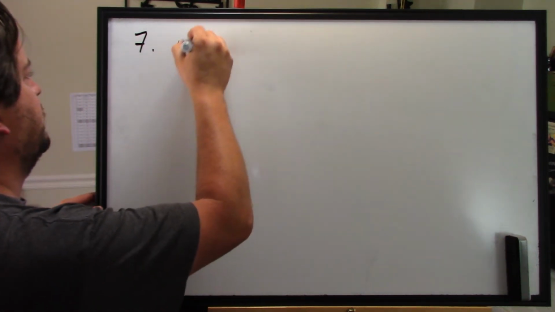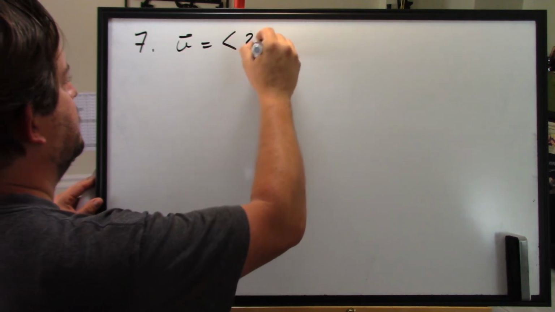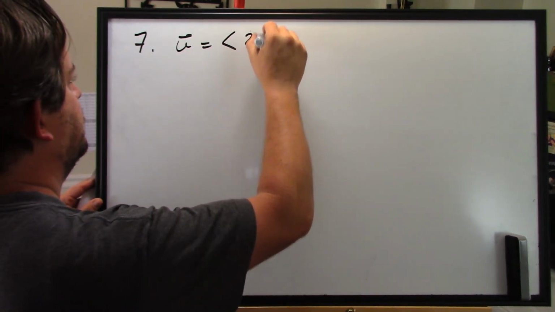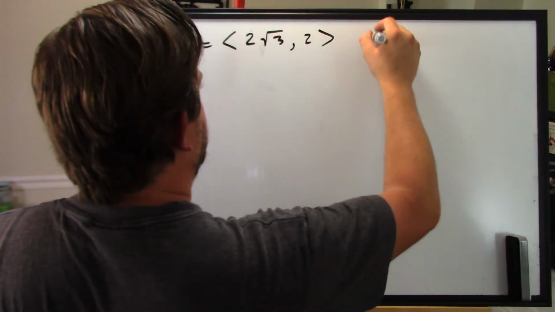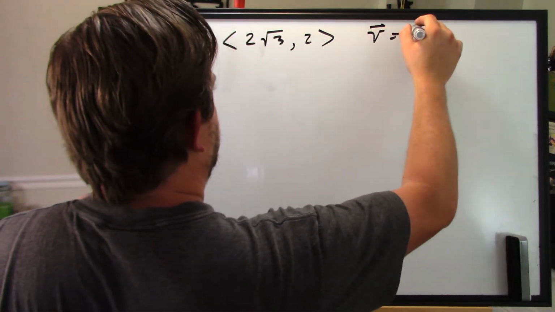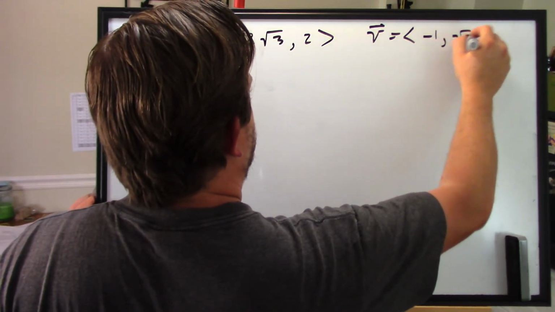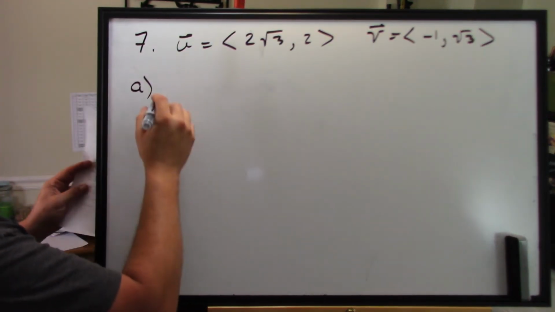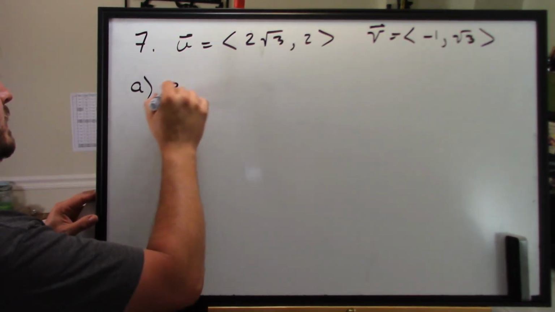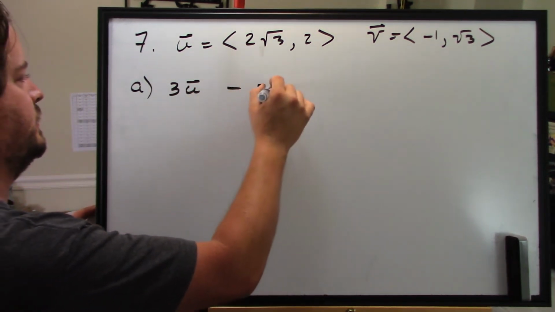So for 7, we're given 2 vectors. U is 2 root 3, comma 2, and vector V is -1 root 3. Okay? And so we're first looking for, in A, we're looking for 3U minus 2v. Okay.